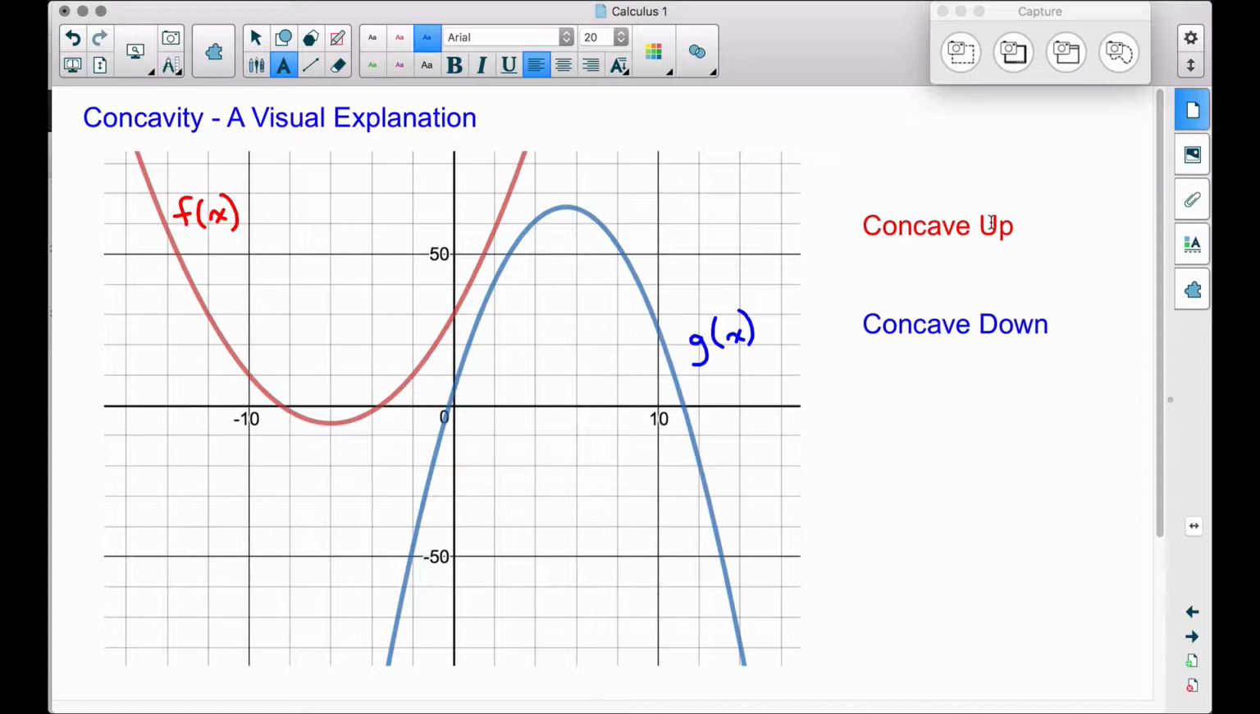Concave up, a way to visually think about it, think about the U in concave up, and notice this curve kind of looks like a U. This curve, for its entire domain, which is all real numbers, since it is a parabola, is concave up. This red curve is concave up. Now, this one is concave down. Basically, it's going in the opposite direction. It's not a U shape. That's one way to think about it. But at times, this can change. The concavity can change on a function.